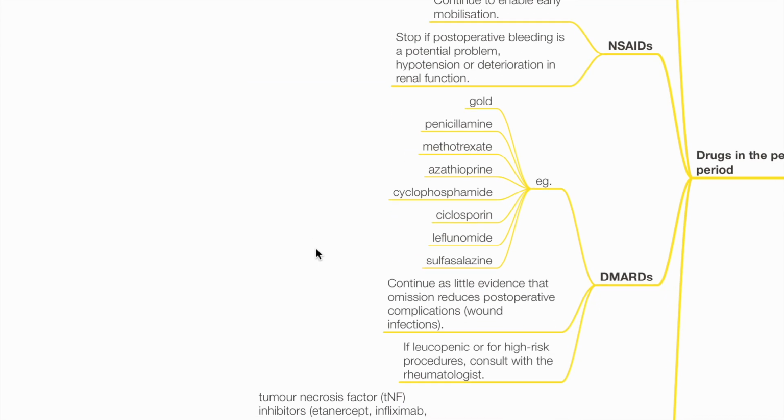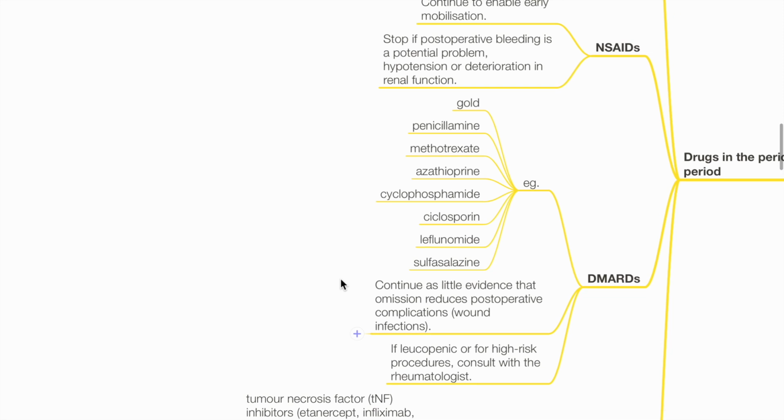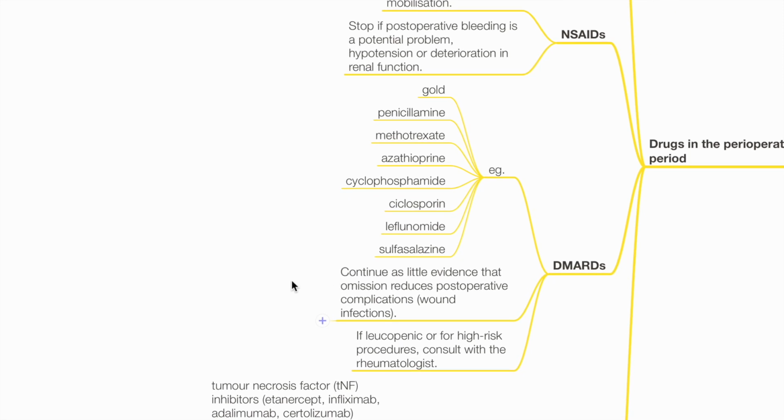DMARDs. This includes gold, penicillamine, methotrexate, azathioprine, cyclophosphamide, cyclosporine, leflunomide, and sulfasalazine. Continue DMARDs as there is little evidence that omission reduces post-op complications. If leukopenic or for high-risk procedures, consult rheumatologist.